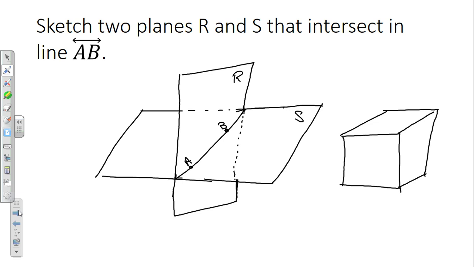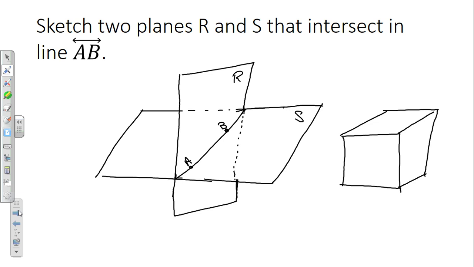Okay, in fact, it's not just two planes. We actually have a third plane, don't we? And that's okay. You just have extra. Nothing wrong with that. So if these are my two planes, which two faces do you want to be the planes that we're talking about? Top and right. All right.